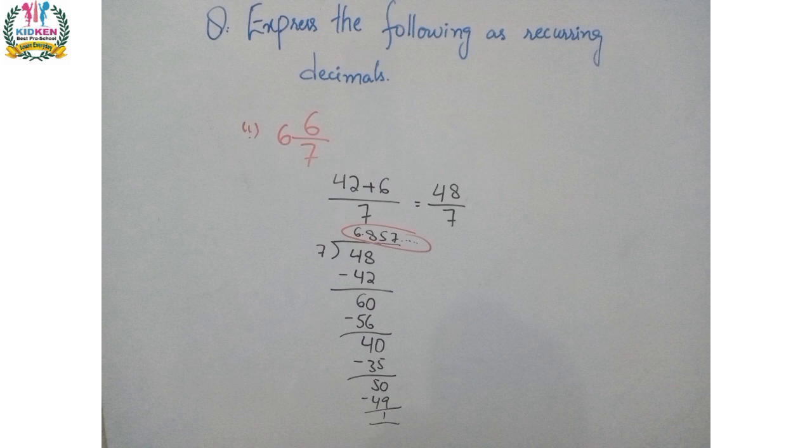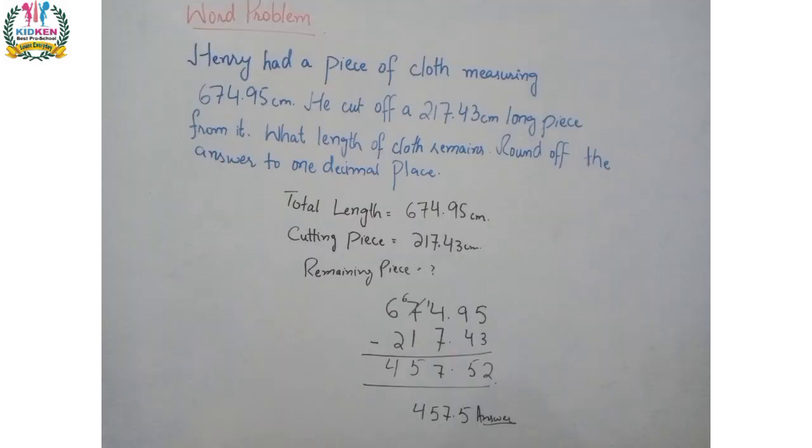Then we again add 0 to 4 and it converts to 40. Then 7 5s are 35, and after 40 minus 35 we have remainder 5. Again we add 0 to 5 and it converts to 50. Then 7 7s are 49 and our remainder is 1. So our solution of 6 whole 6 upon 7 in decimal value is 6.857 and so on.